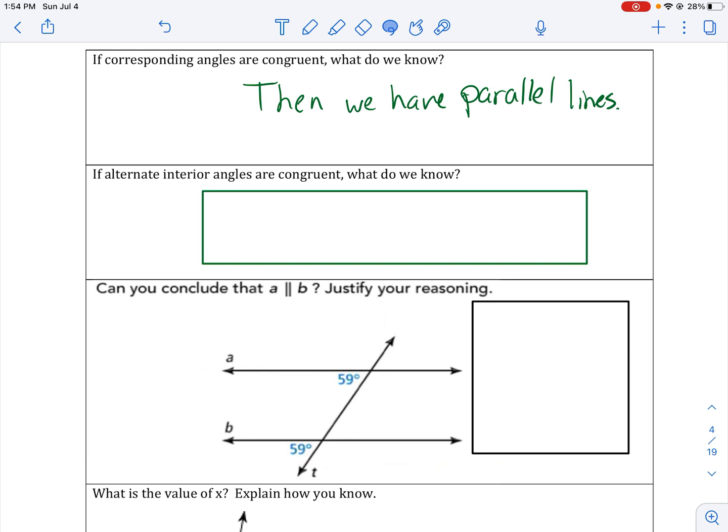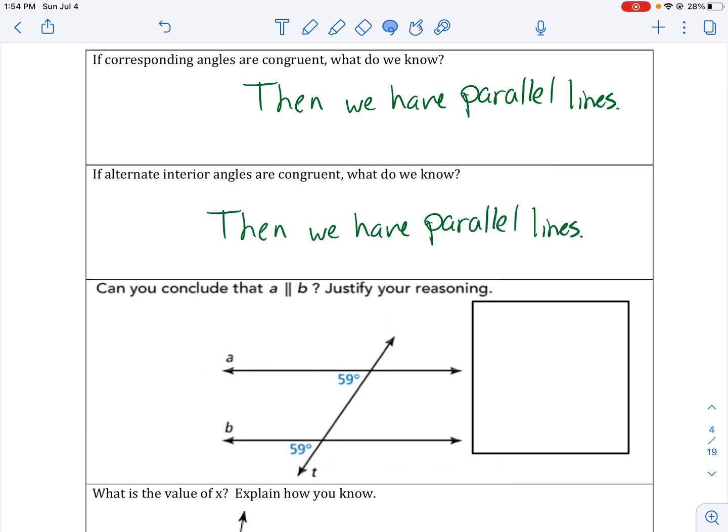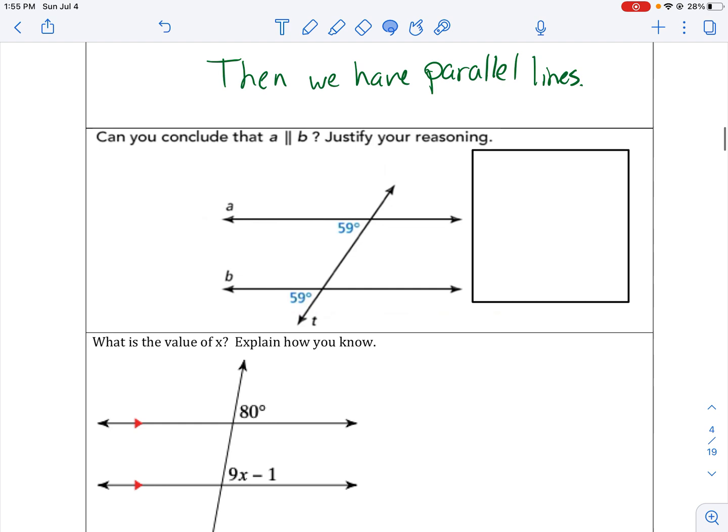Now let's talk about alternate interior angles. If those are congruent, then we know that we have parallel lines. So really we are looking for the two angle relations that we talked about in the last section, corresponding and alternate interior. And if they are equal in measure, meaning they're congruent, then we're going to have parallel lines.